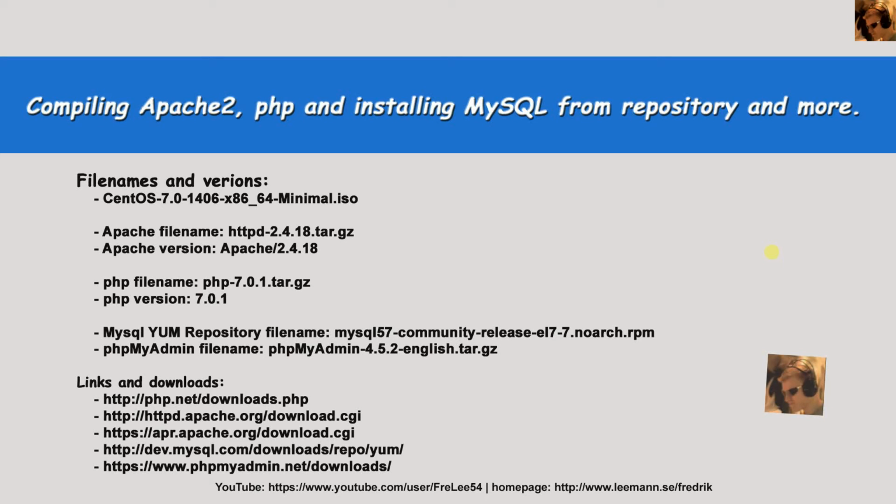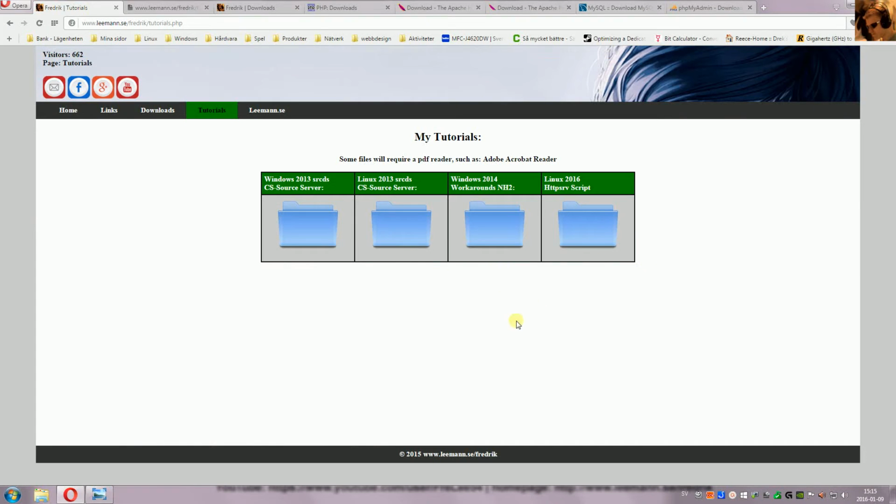Okay, hello and welcome. I'm going to compile and install my HTTP server, and it's basically Apache, PHP, and phpMyAdmin. MySQL is installed from repository, and they work together. Okay, so first off, go to my website here, and you go to the tutorials tab and open up the Readme file.